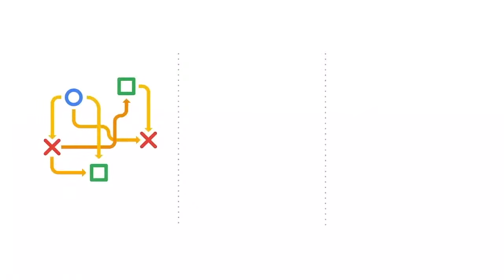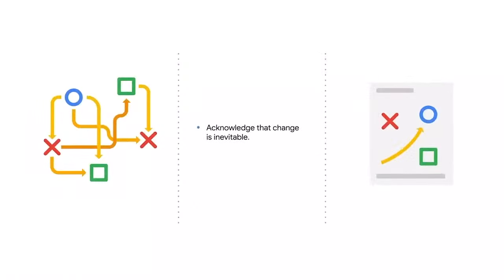And finally, we have the fourth value, responding to change over following a plan. This last value is crucial to an Agile project. As I explained in the history overview, Agile grew out of a world that was changing so fast that organizations couldn't adapt and struggled to survive. As a result, this value stresses that every Agile team needs to acknowledge that change is inevitable. The larger, longer, and more complex your project is, the more uncertainty there is.